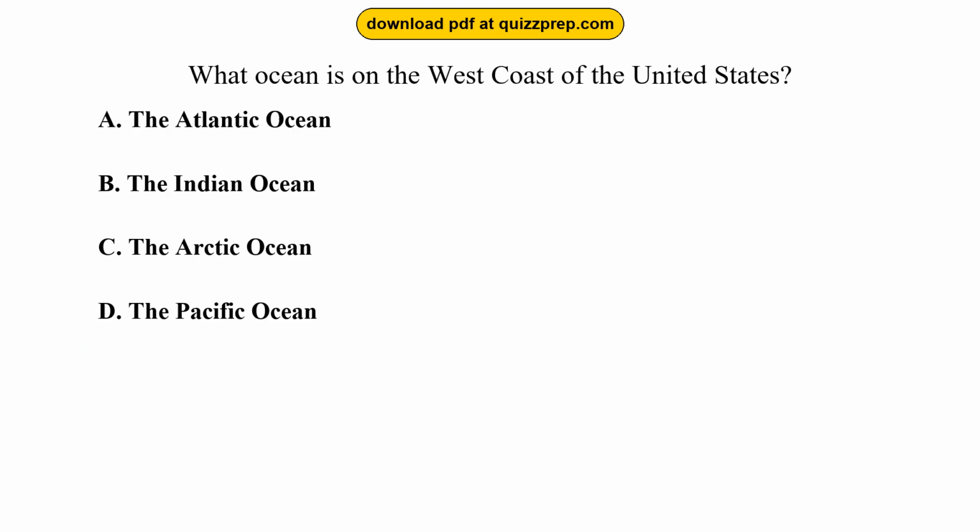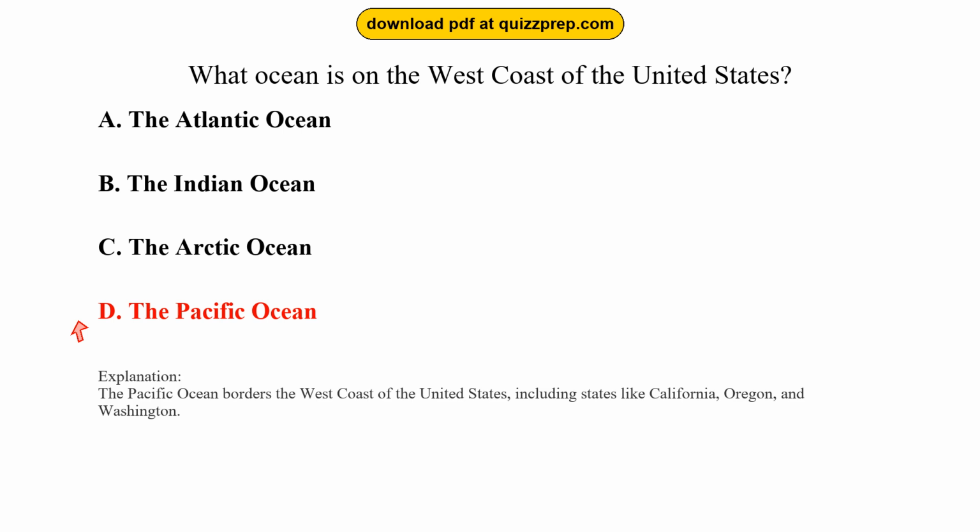Question 86. What ocean is on the west coast of the United States? Option A, the Atlantic Ocean. Option B, the Indian Ocean. Option C, the Arctic Ocean. Option D, the Pacific Ocean. The correct answer is option D, the Pacific Ocean. The Pacific Ocean borders the west coast of the United States, including states like California, Oregon, and Washington.